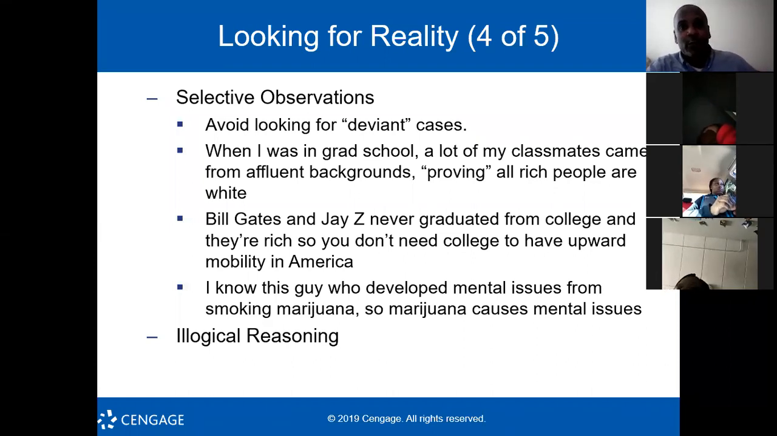Oftentimes, we avoid looking for deviant cases. So I know a lot of people will be like Janiyah was trying to do, where she wanted to drop out of school right before her final semester. I'm just kidding. She would never. Me and Janiyah would fight before I would let her do that. But let me be clear, college is not for everybody.